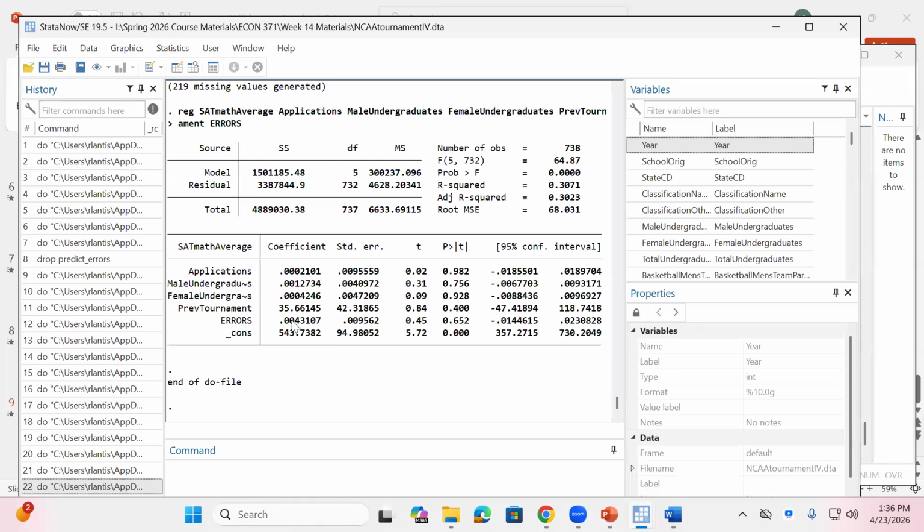I need an instrument. If I fail to reject that the coefficient is anything other than zero, I don't have endogeneity concerns. I don't even need an instrument in this regression. Okay? Or I don't need to use an instrumental variable approach would be the more appropriate way to say this. Okay.